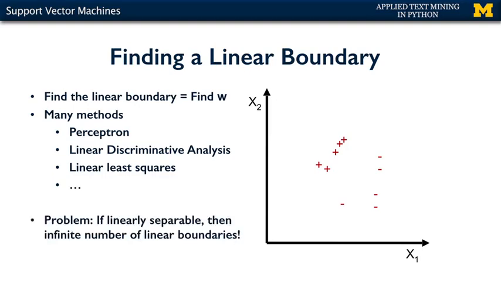The problem is that whenever you have a linear boundary that separates the positive points and negative points, if there is one line that splits the positives and the negatives from each other, there are in fact infinitely many lines. So you could have a line like this, or a line like this, or a line like this. They all separate the positive points from the negative points. So then the choice becomes, what is the best line here?